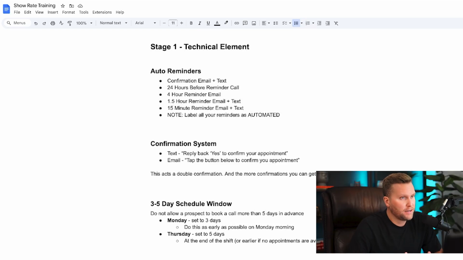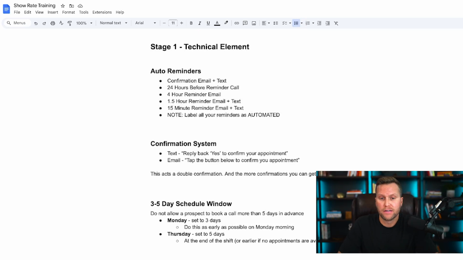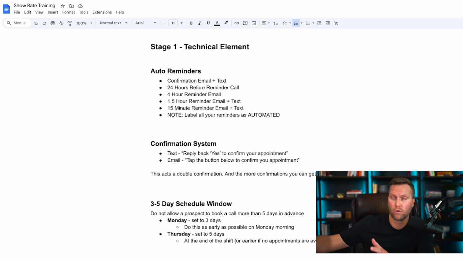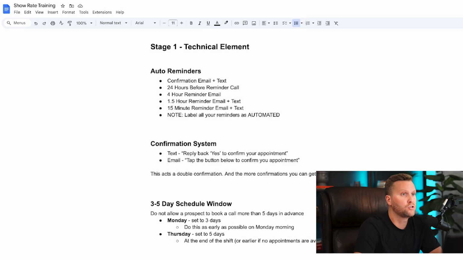The next thing that you can add to increase your show rates is a 3 to 5 day scheduling window. So why do we want to have this? What most people do is they set up their calendar and they just use the out of the box settings. Most of the time it's a 7, 14, even 30 day booking window, meaning that they can book in the next 14, 30 days. And so what we normally find is that the longer the timeline goes out that you book out for, the lower likelihood that you show up to the appointment.